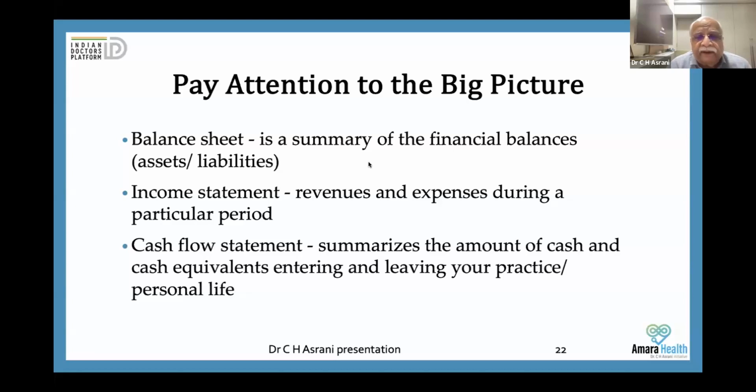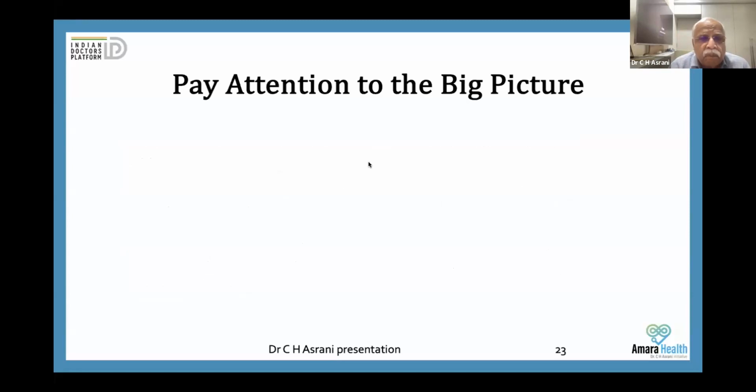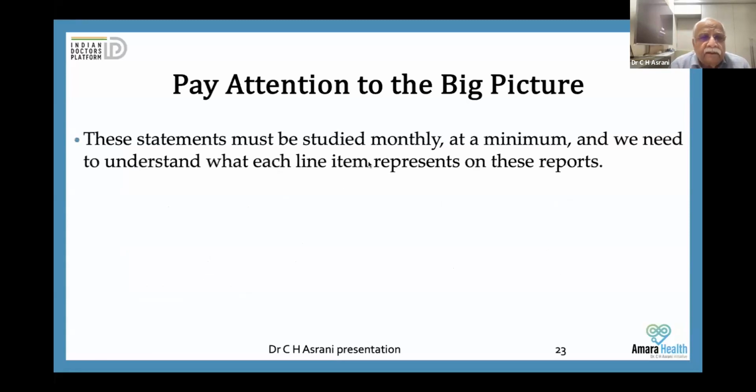Cash flow statement summarizes the amount of cash and cash equivalent, UPI, checks, and other things, entering and leaving your practice or personal life. These statements must be studied monthly at a minimum. And we need to understand what each line item represents on these reports. It will take time.